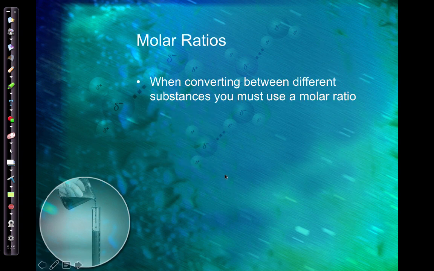So we use a mole ratio if we're going from substance A to substance B. So if the problem gives you information about substance A, but then it's asking for more information about substance B, you will have to do some sort of molar conversion using the mole ratio.